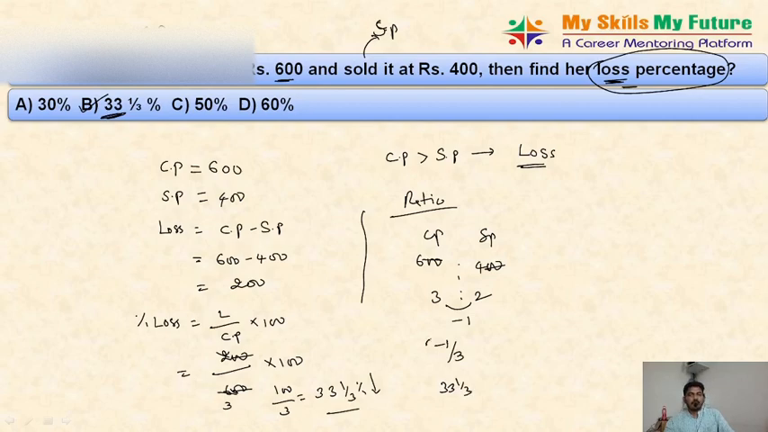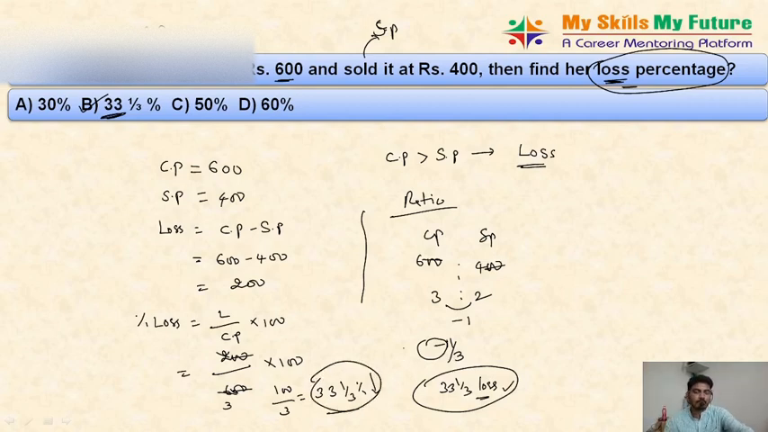Some may have a doubt here: sir, why are we considering a negative symbol here? This negative symbol indicates that in the transaction he is getting a loss. So if we go with the ratio approach or the formula approach, in both scenarios you get the same answer here. I hope you are clear with this explanation, and let us move to the next question.